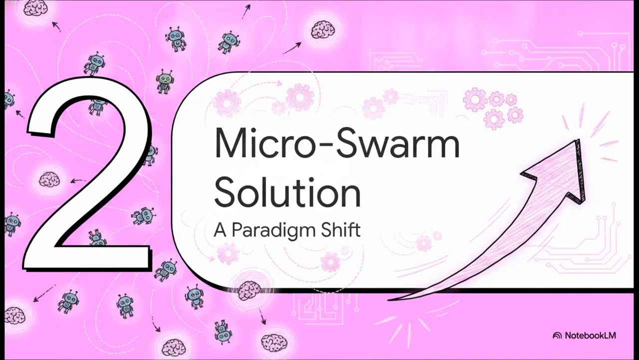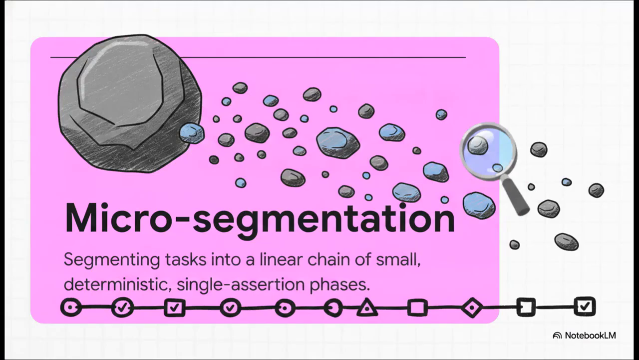Which brings us to a much better way of doing things. Let's look at part two. The microswarm solution. And honestly, this is nothing short of a paradigm shift. The core philosophy of the microswarm framework boils down to one word: microsegmentation. If the problem is that the boulder is too heavy, well, the solution isn't to build a stronger AI model. The solution is to smash that boulder into easily carried pebbles.